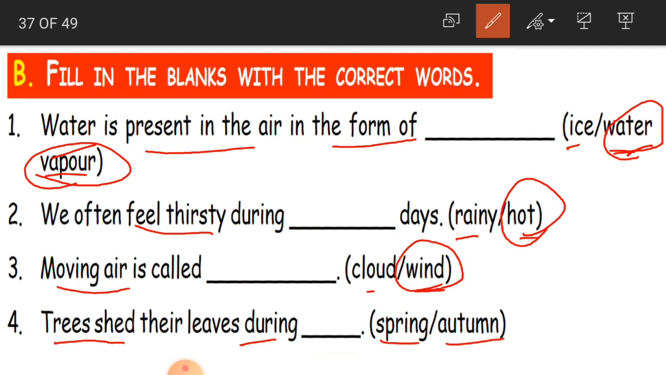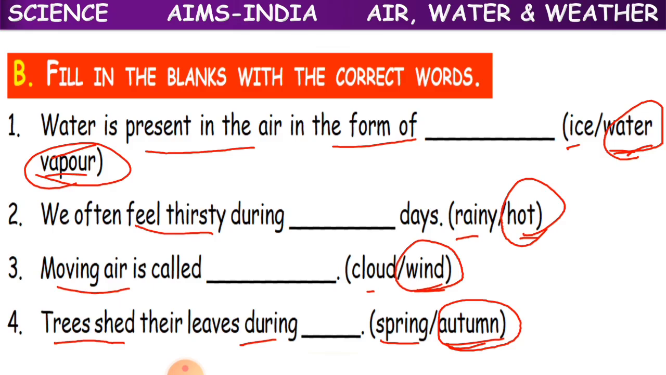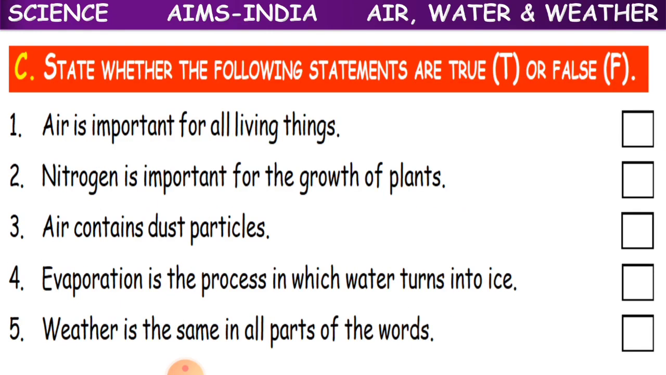Trees shed their leaves in the autumn, whereas in spring you get new leaves. You get new leaves and you get flowers. But in autumn, trees are going to shed their leaves, and also the leaves are going to change their color. Sometimes yellow, sometimes red, and light green. Okay, children, clear?